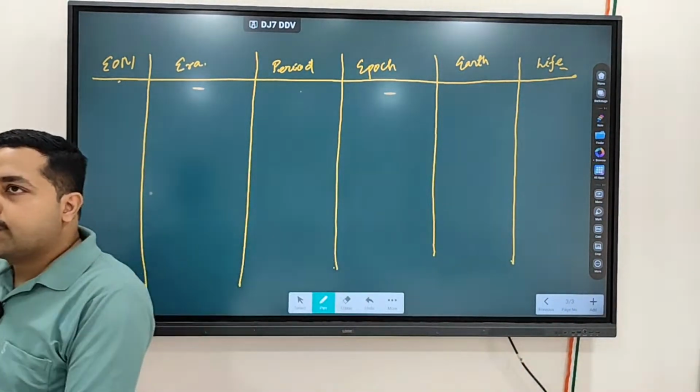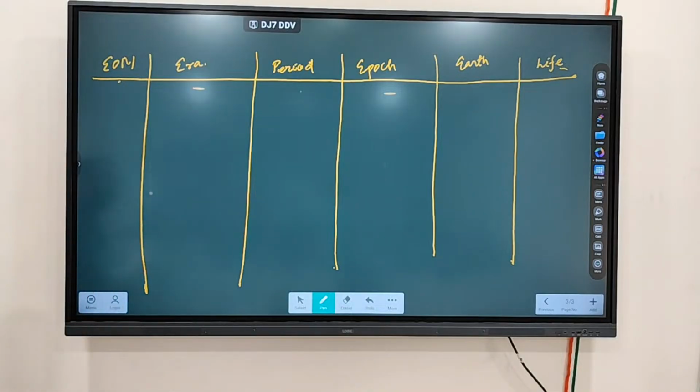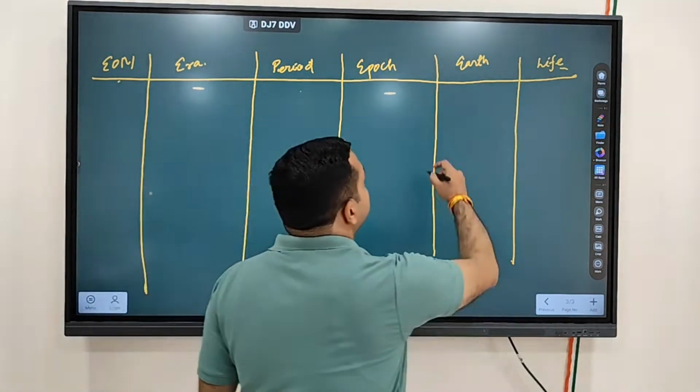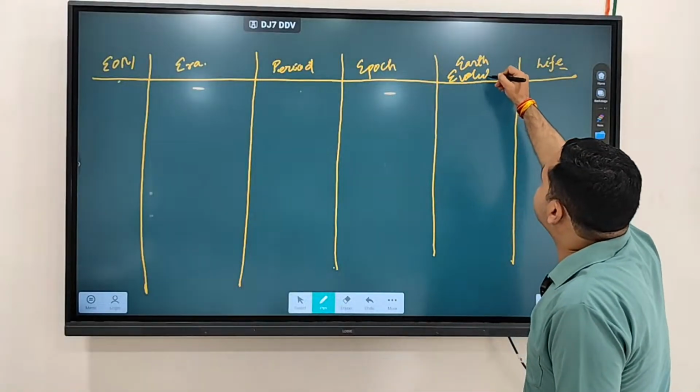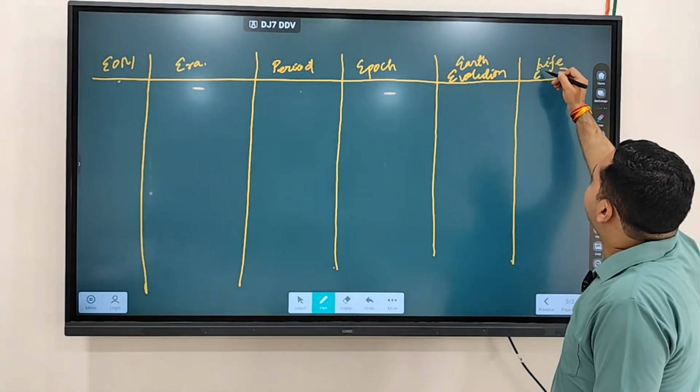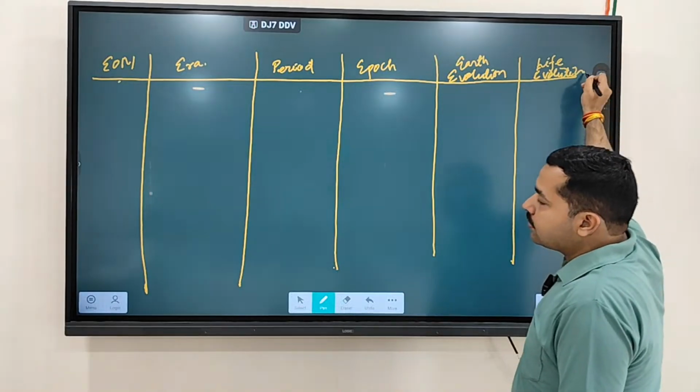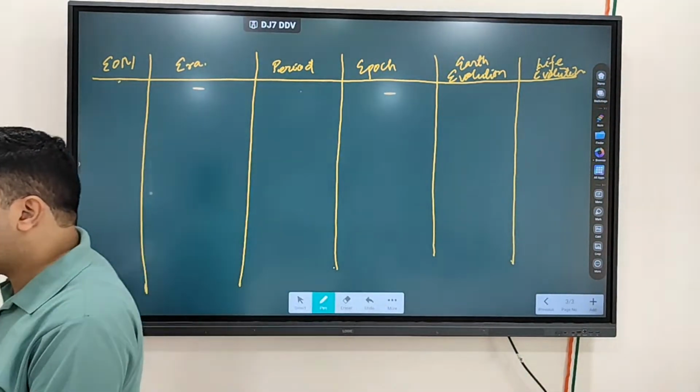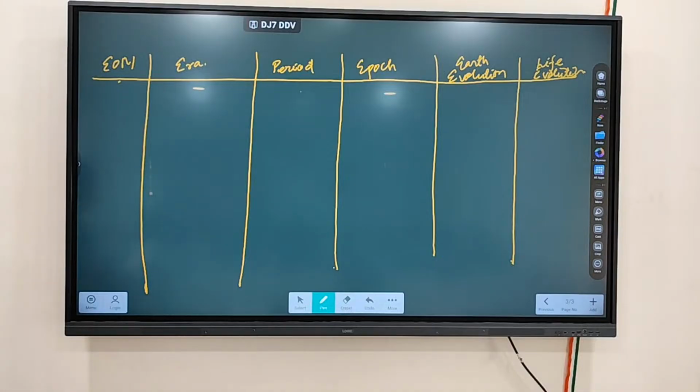So what you do is you make 6 columns. One is eon, second is era, the third is period, the fourth is epoch, the fifth is earth's evolution, and the sixth is life evolution. These 6 columns you just make.